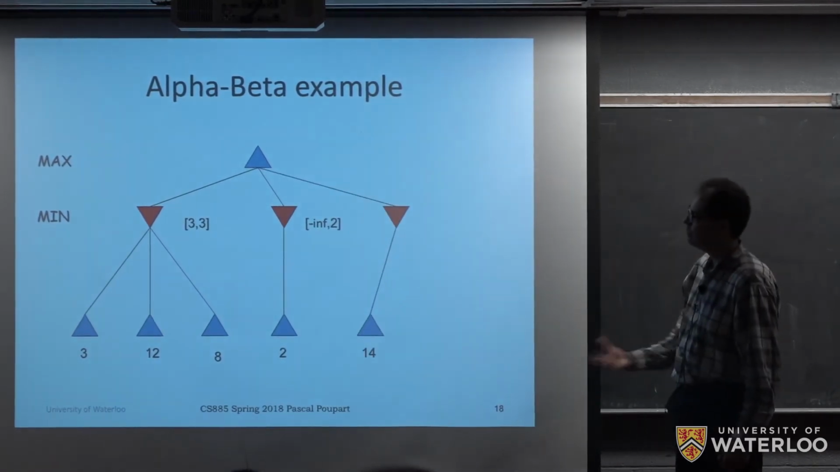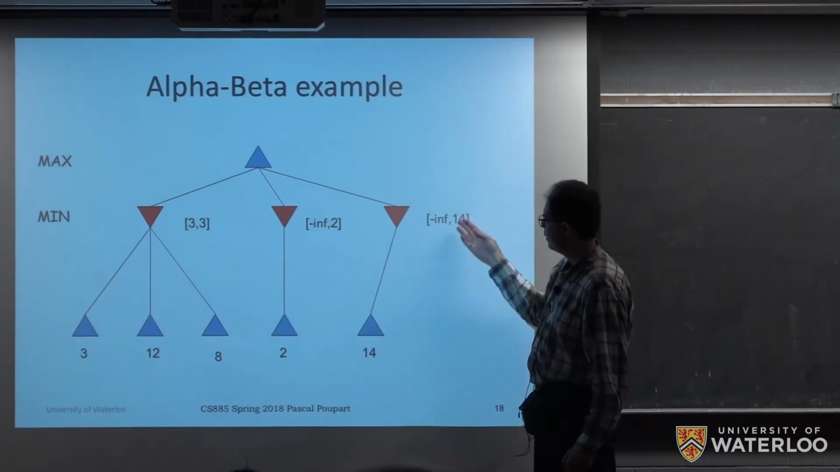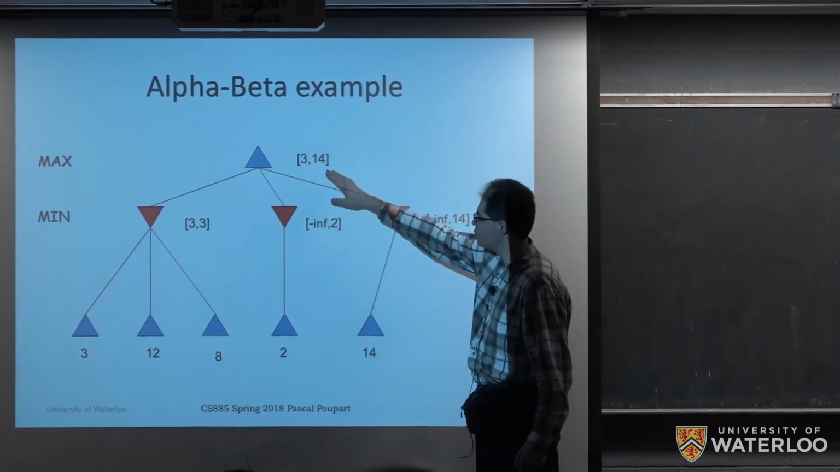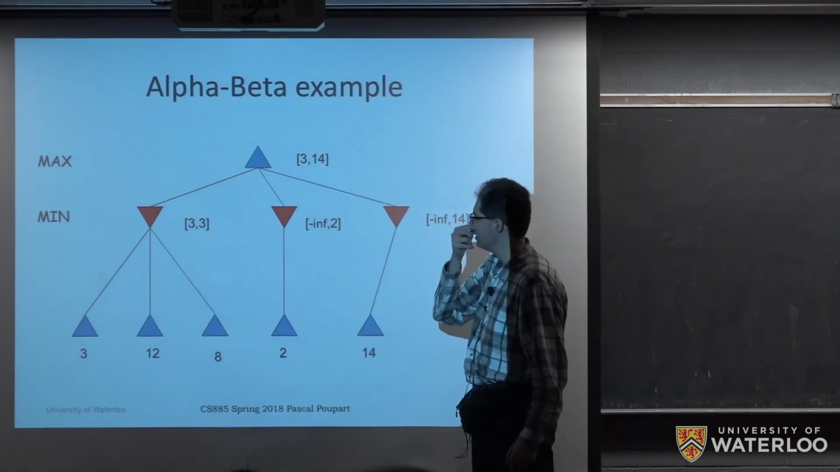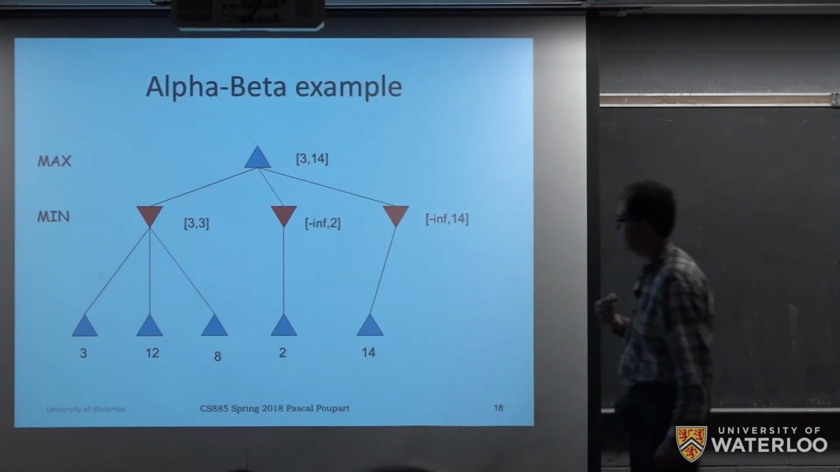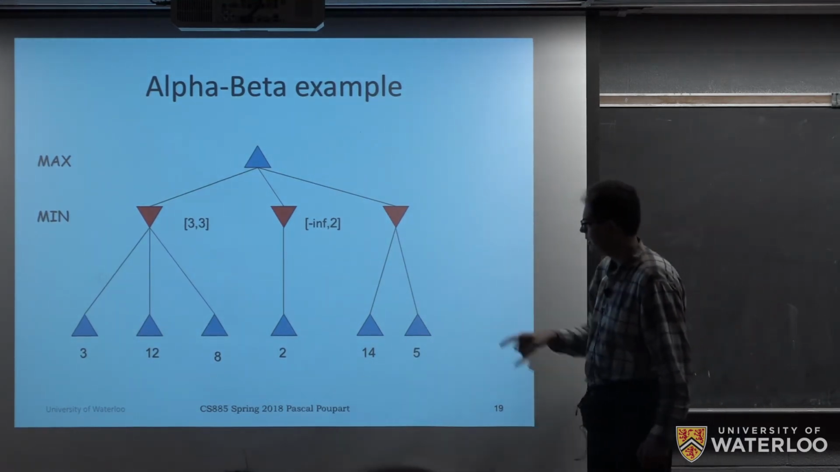Okay, so this would keep going. Let's say we see another branch with 14. Here we'd have an upper bound of 14. At this point, Max knows that it can choose 14. So then this will revise the bound in this fashion. And then we can keep on going with, let's say, 5 here.